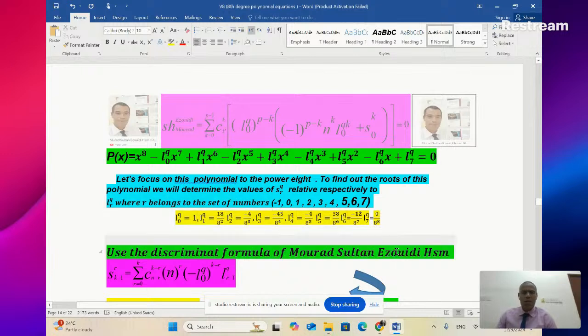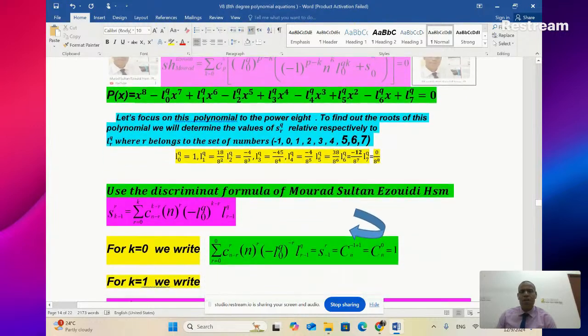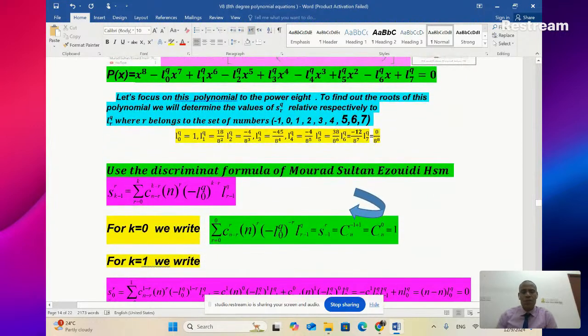Okay, now you can see that we are going to use the decimal formula of Mr. Murad Sultan Zwidi to solve this problem to the power 8. Okay, it's clear that we have a linear factor which can be written as x minus 0. Okay, it is a factor of this problem to the power 8, which means that 0 is going to be a root because the last coefficient is going to be 0.